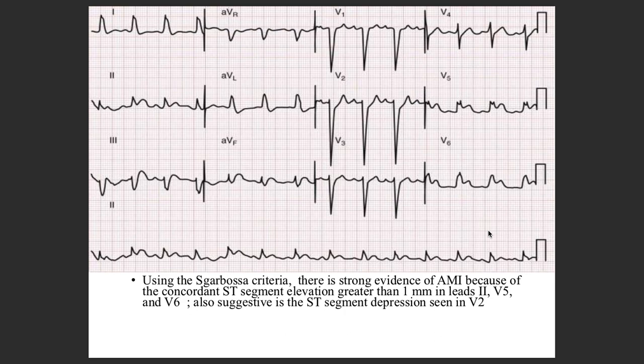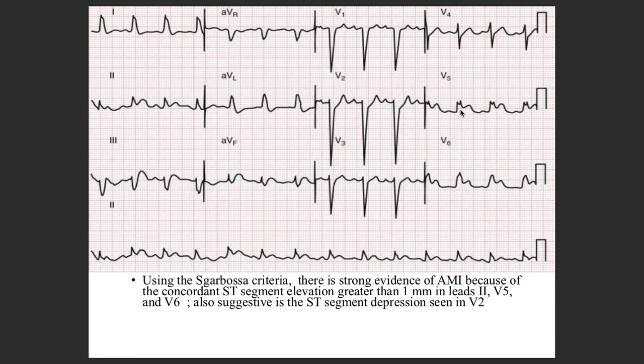Axis-wise, normal. There are some ST segment changes. There's ST elevation, for example, in V5, V6 and lead 2. Okay? There's some ST depression in lead V2, isn't it? So always go through all those leads, in fact. That's really important, what is happening in all the different leads as well.